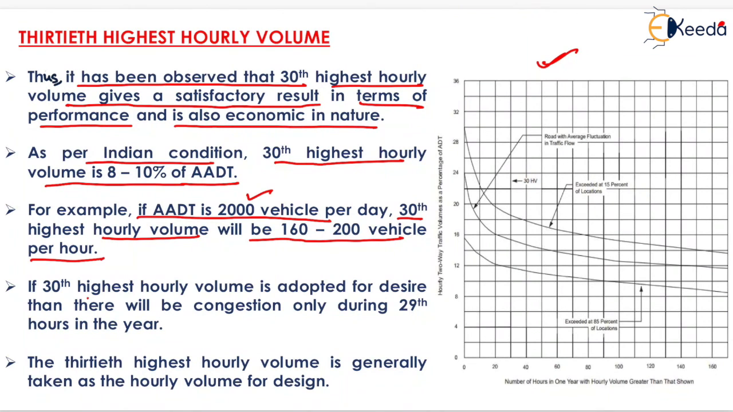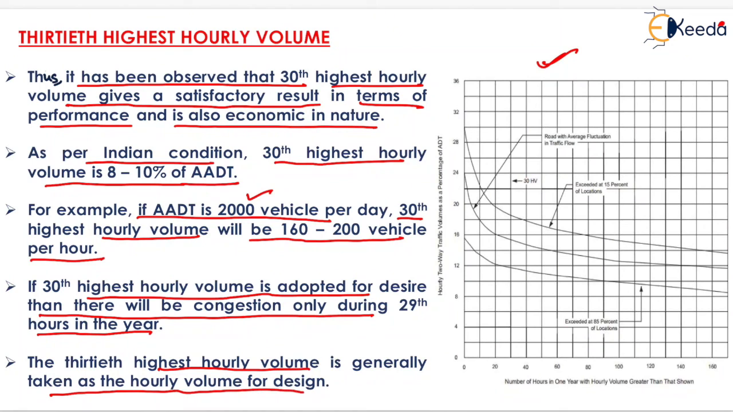If the 30th highest hourly volume is adopted for design, then there will be congestion only during 29 hours in the year, which is very less. The 30th highest hourly volume is generally taken as the hourly volume for design. That's why it is taken as the hourly volume for design.